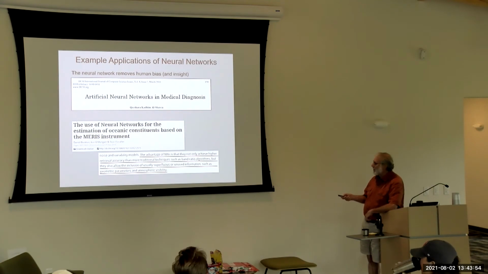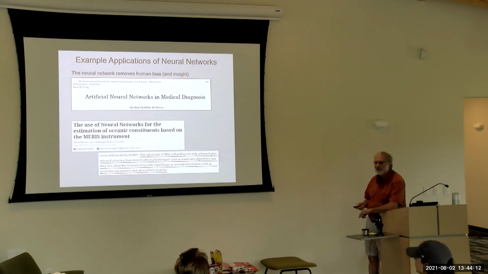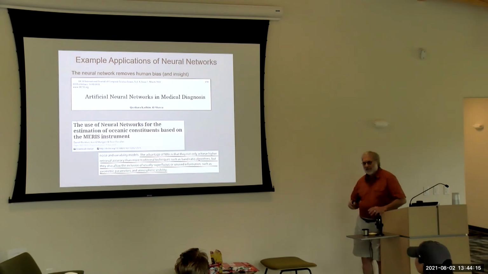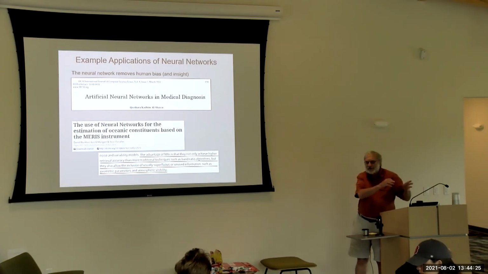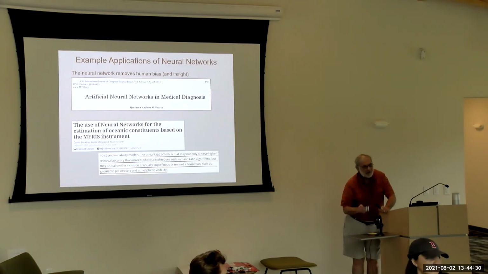But he notes here in this article, the advantage of neural networks is not only that they achieve higher retrieval accuracy than more traditional techniques such as band ratio algorithms, but they also allow the inclusion of usually superfluous or unused information such as geometric parameters and atmospheric visibility. So, incredibly powerful. On those band ratio algorithms, you didn't see anything in there about atmospheric visibility that would say, maybe don't trust this value too much because it was a hazy day. Emmanuel? I think this is extremely valuable.